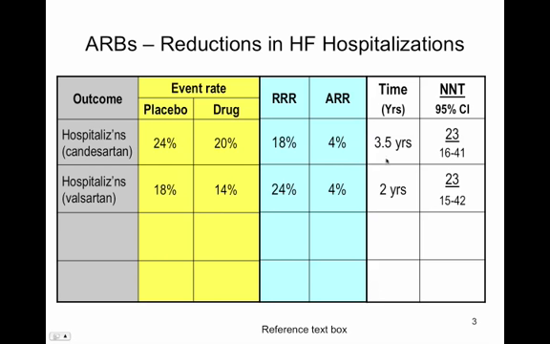And in this case, because they come from different studies, the duration or the time is different. So that one is 3.5 years and one is 2 years. The numbers needed to treat over here are the same in both studies, but because the time is different, the interpretation of those numbers needed to treat will be different. So that's why it's important that we include this time column.